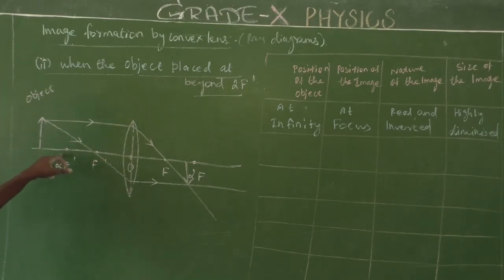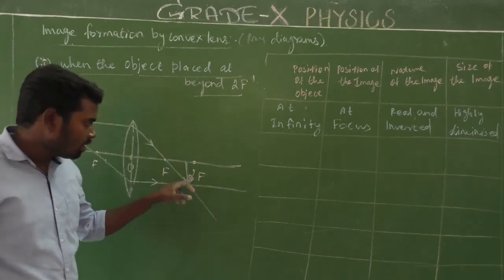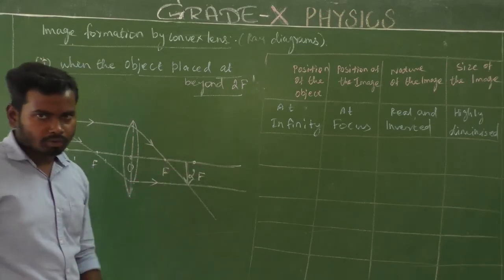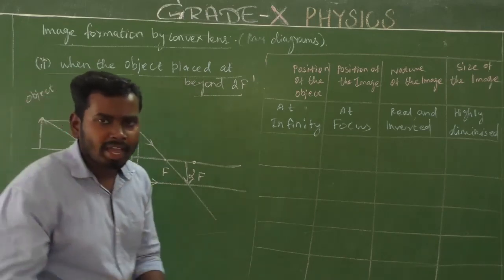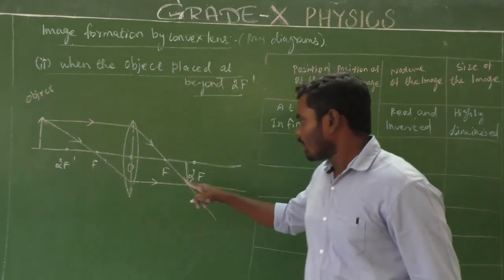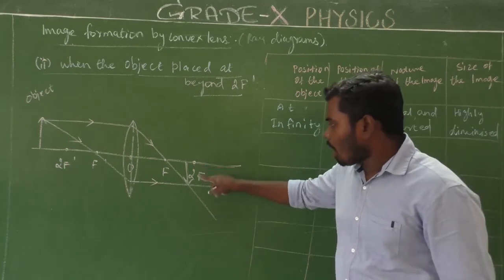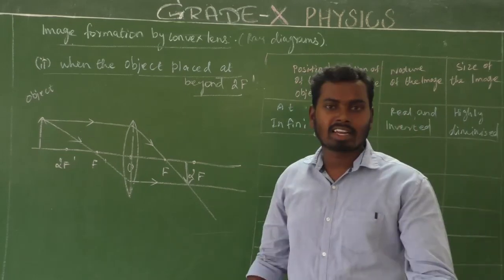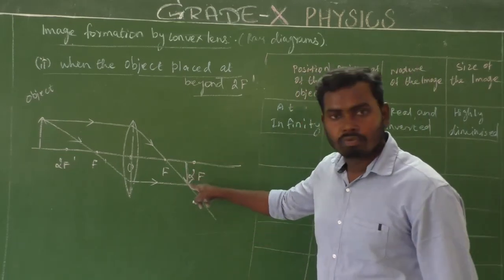So what is the position of the object? Position of the object: beyond 2F dash. Is it clear? Then what is the position of the image? Position of the image: between F and 2F. Is it clear? Yes. Next, what is the nature of the image? Whether it is a virtual image or a real image? That is a real image, because here the image is formed below the principal axis. If the image is formed below the principal axis, it is considered a real image. So it is a real and inverted image.